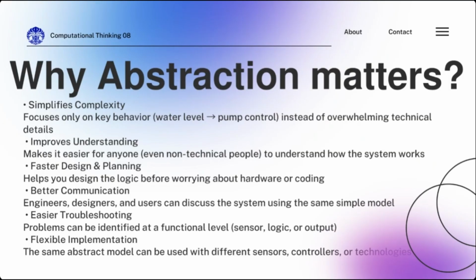The fourth one is better communication, so engineers, designers, and users can discuss the system using the same simple model. The fifth one is easier troubleshooting, where problems can be identified at a functional level, including sensor, logic, or output. The last one is flexible implementation, meaning the same abstract model can be used with different sensors, controllers, or technologies.